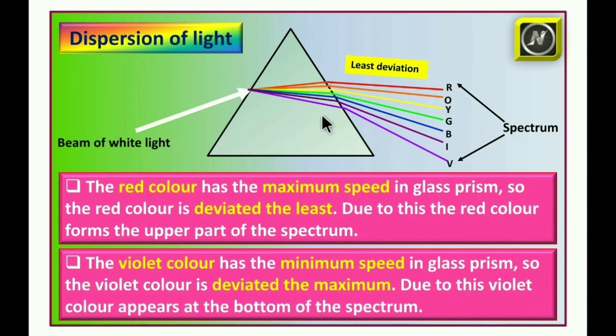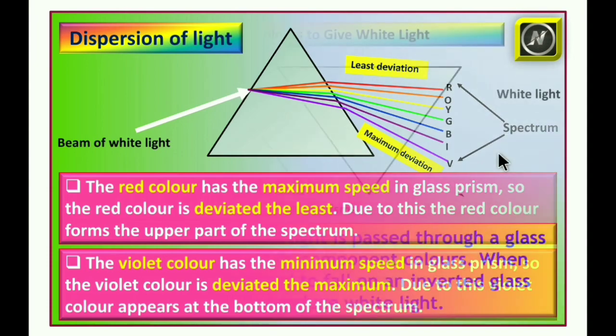The violet color has the minimum speed in a glass prism. So the violet color is deviated the maximum. Due to this, violet color appears at the bottom of the spectrum. Violet color appears at the bottom of the spectrum because it has the maximum deviation.